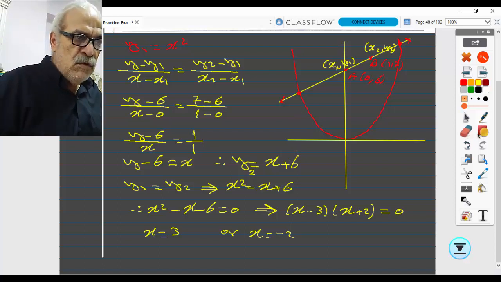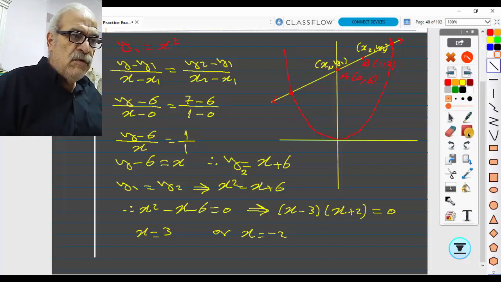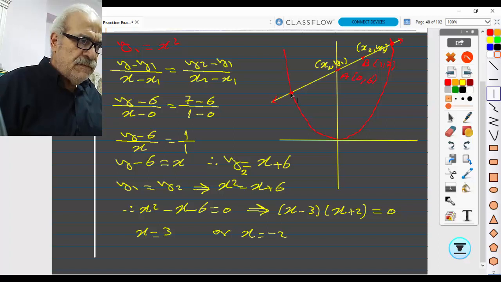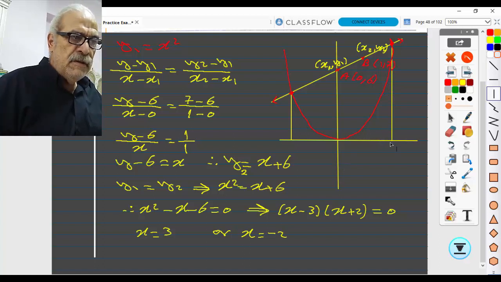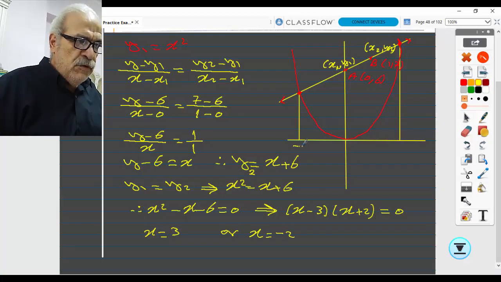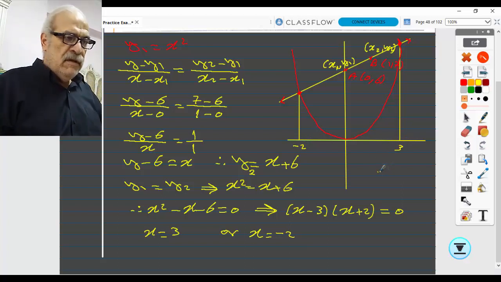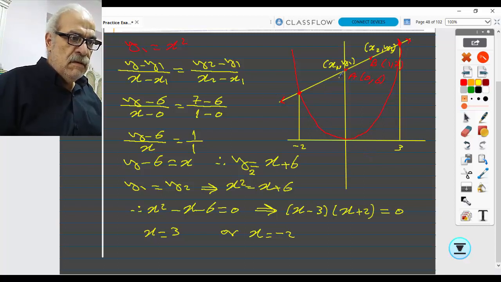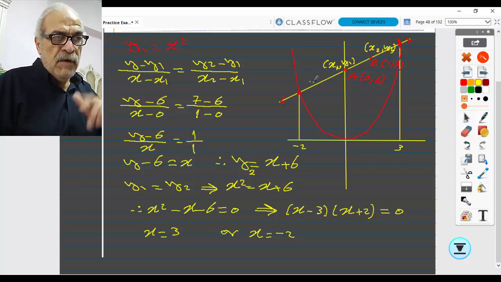When x equals 3, here, and the other point is here, negative 2 and 3. Okay, and this is the limits of integration. Okay, and note that the straight line whose equation is y2, it is above the curve.